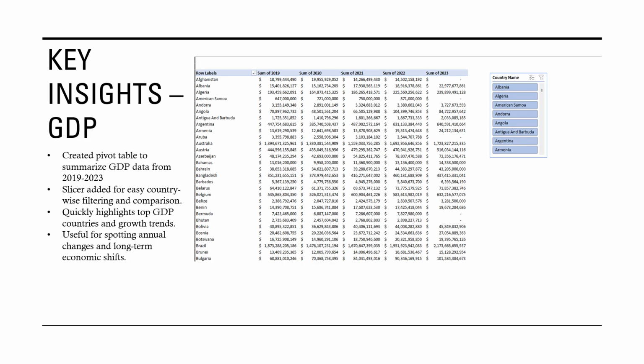This slide represents key insights for GDP. So I created a pivot table to summarize the raw data for GDP from 2019 to 2023. A slicer was added for easy country-wise filtering and comparison. It quickly highlights top GDP countries and growth trends, and is useful for spotting annual changes and long-term economic shifts.